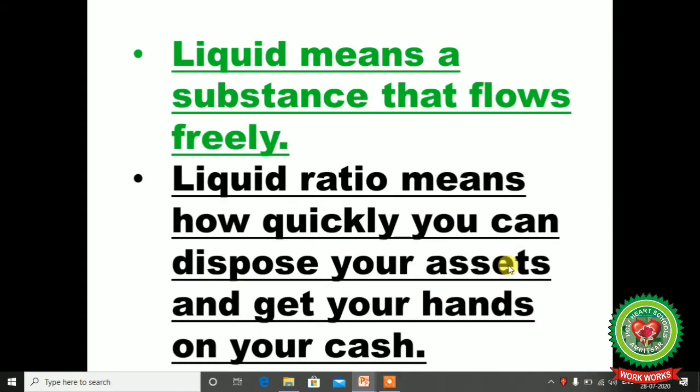So for this, what is liquid? Liquid means a substance that flows freely, means you can easily convert. Liquidity ratio means how quickly you can dispose of your assets and get your hands on cash. Means how easily you can convert your asset into cash form, considered under the liquid ratio.